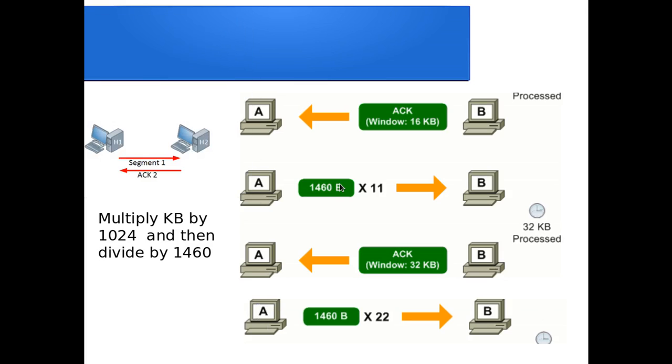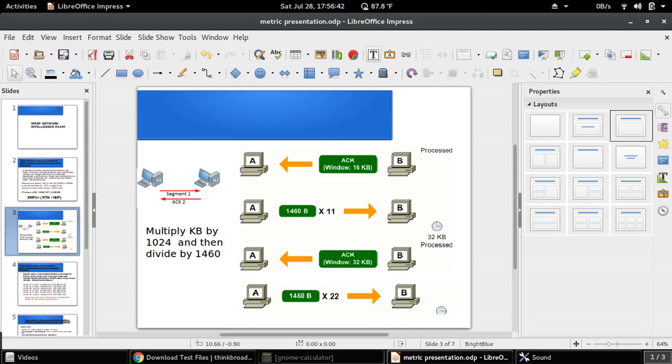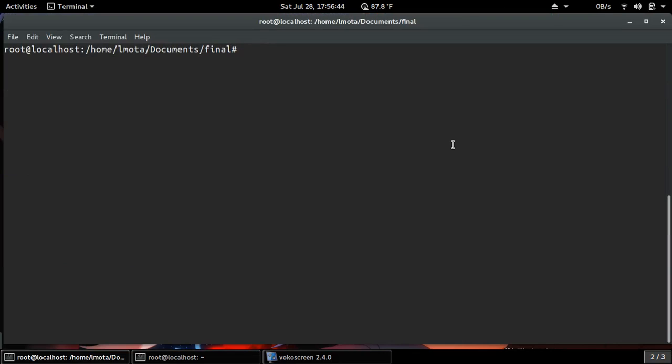Now, in order to explain the metric, I made a shell script that can capture traffic and another shell script that can analyze the traffic that we are going to capture in order to tell how much information our host can handle. In this case, the name of the script that is going to create the capture is metric script.sh. So let's run it.